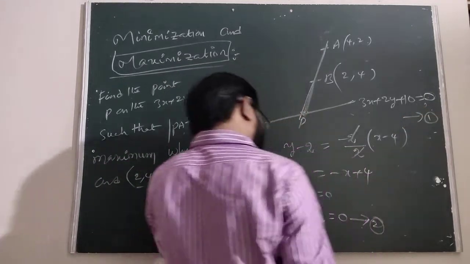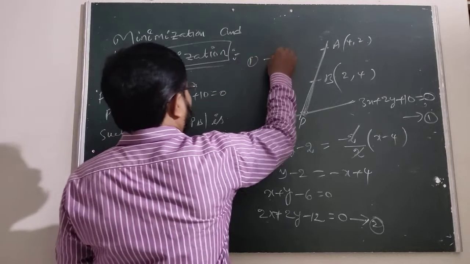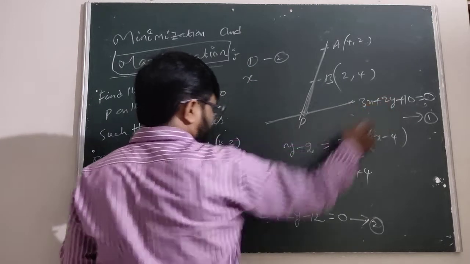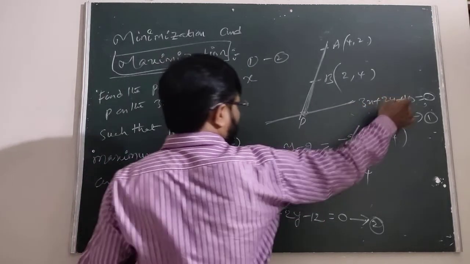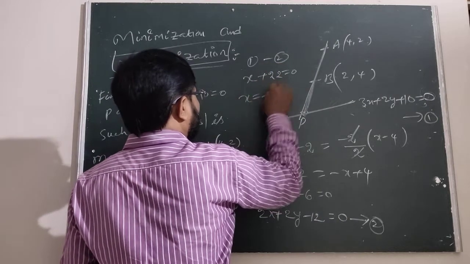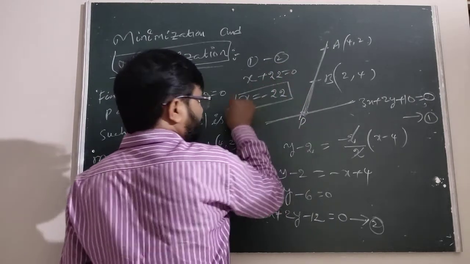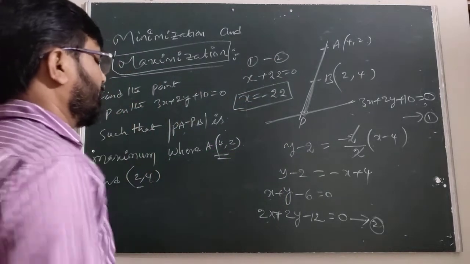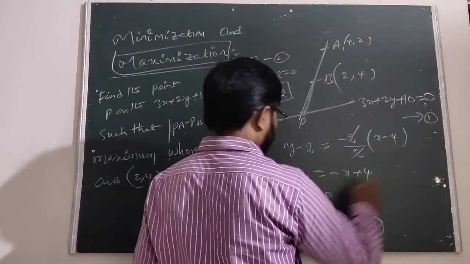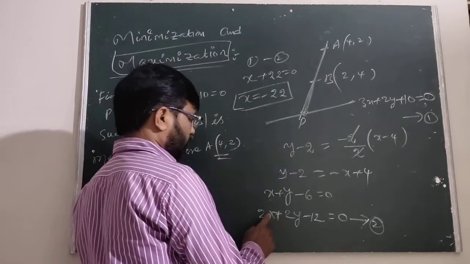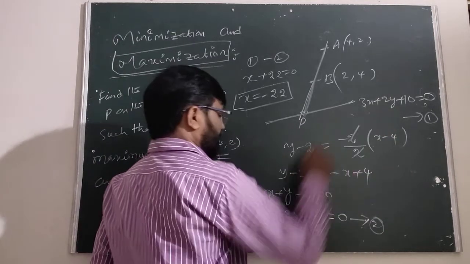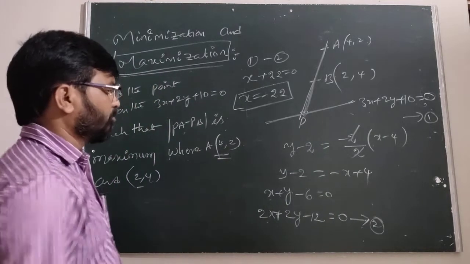Now 1 minus 2: 3x minus 2x is x, 2y minus 2y cancel. Now 10 minus of minus 12 is plus 22 equal to 0. So x equals minus 22. Is it clear or not? Therefore, when we multiply here with 2, we get 2x plus 2y minus 12. The 2y cancels, x is minus 22. Now this is substituted in this.